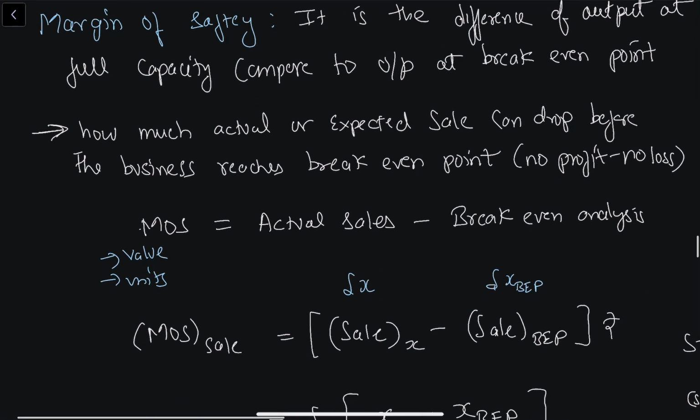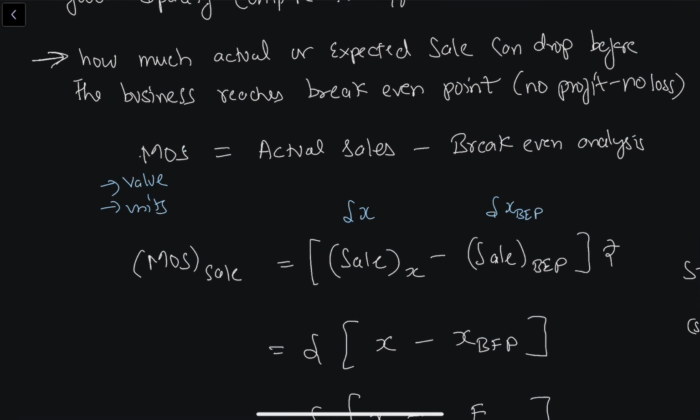And it will tell you how much actual or expected sales can drop before the business reaches the break-even point. We would get to know, say, 1000 is my break-even point. My sales is 3000 this year, and next year it's 2000. I'm going down, but I should not go below 1000. I need to do some activity, take some decisions so that my sales will go up. So this is margin of safety.